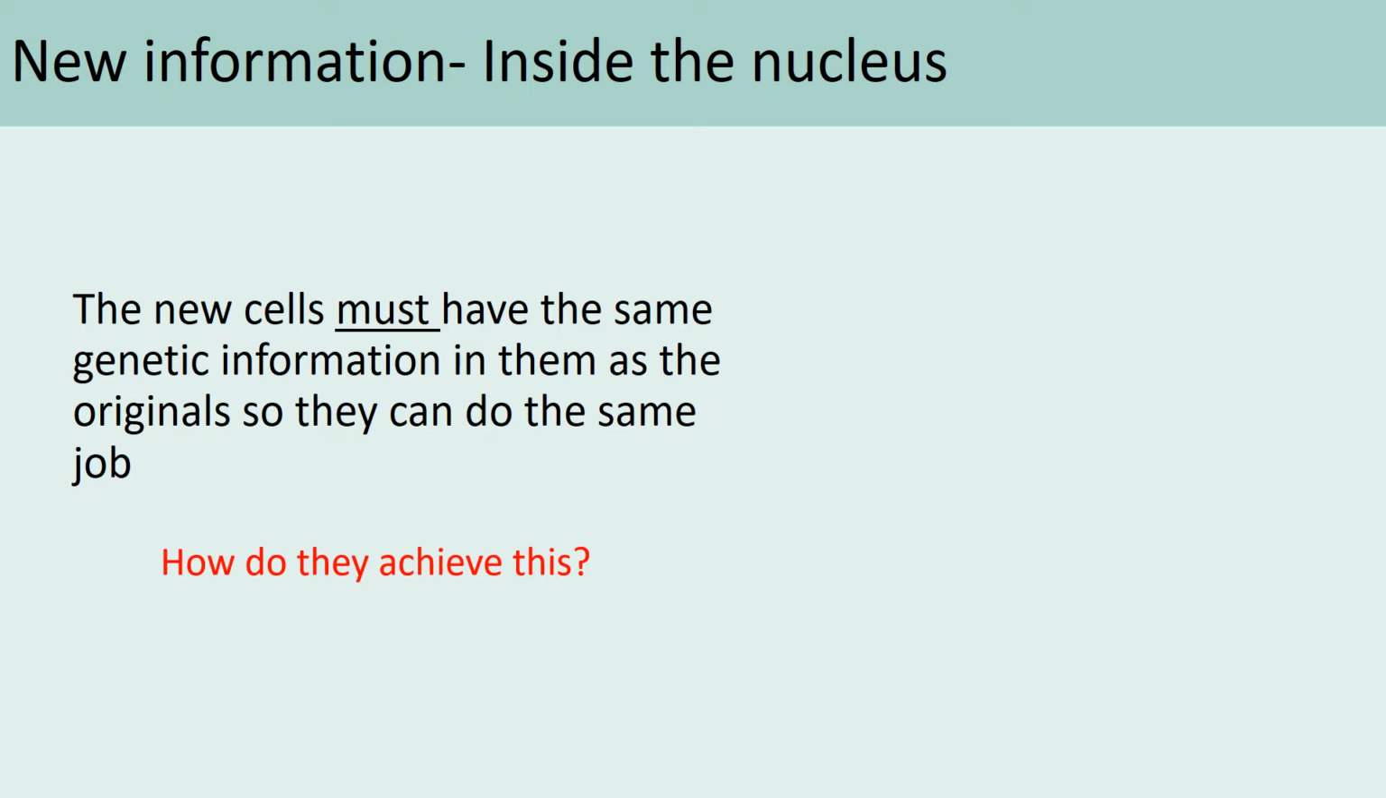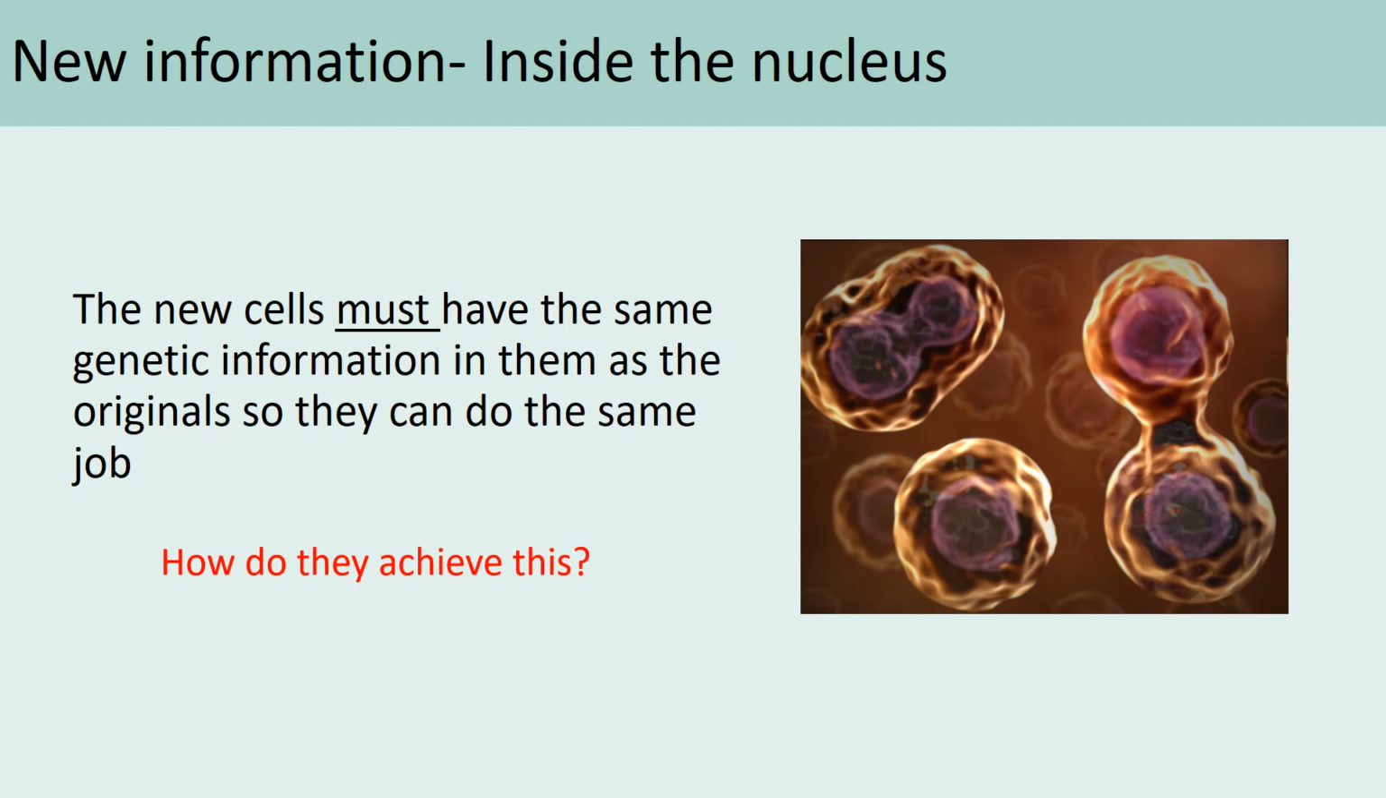We're going to be looking at how they actually achieve this. So how is it that during cell division, each daughter cell, we call them, ends up with the same genetic information?